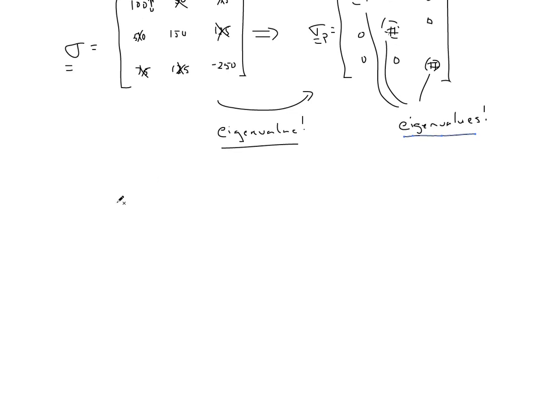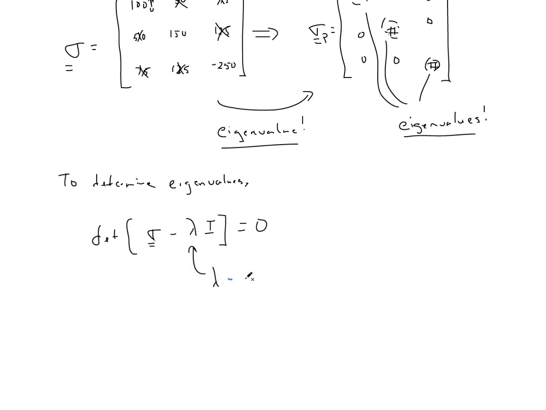All right, so what is an eigenvalue? To determine eigenvalues, you have to solve this particular equation right here. So we need to take the determinant of the stress tensor minus lambda times the identity matrix and set it equal to 0. What is lambda? Lambda is your eigenvalues.